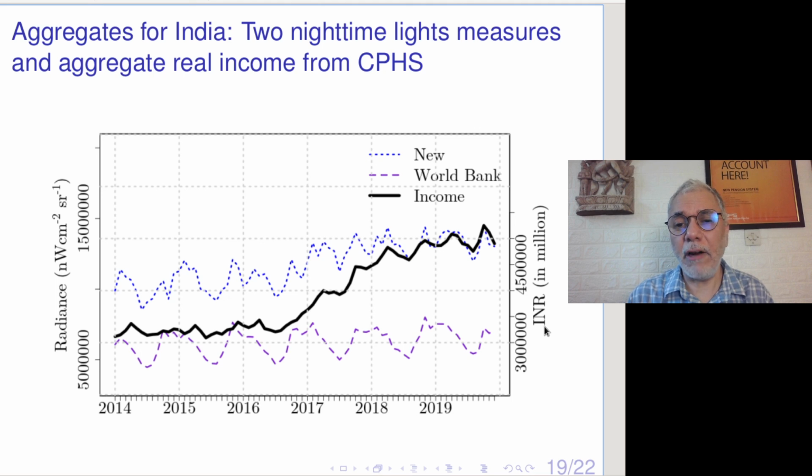It's puzzling that the World Bank data has the seasonal dips. It also does not have the systematic growth of radiance that should be seen in a period of 6 years where there has been a significant amount of GDP growth in India.